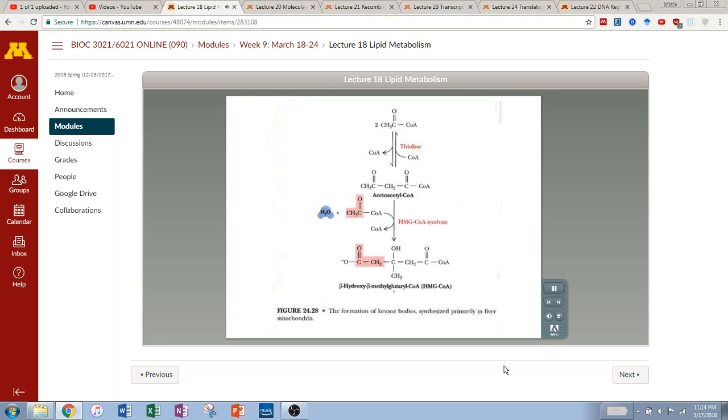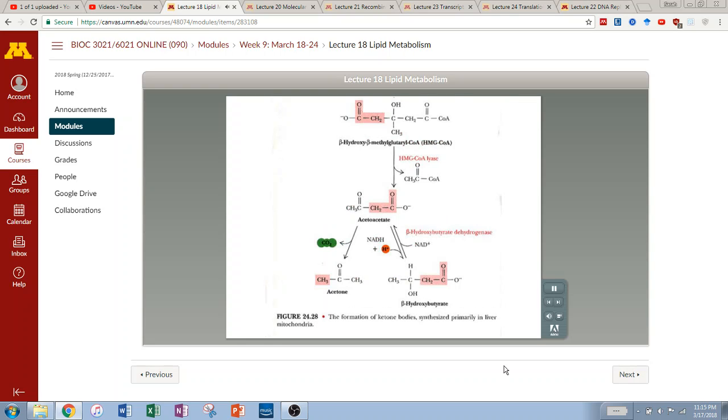In the first two steps of ketone body synthesis, 2 units of acetyl-CoA react to form acetoacetyl-CoA, and a third acetyl-CoA unit reacts to produce HMG-CoA. These are also the first 2 steps in cholesterol biosynthesis. In the third step of ketone body synthesis, an acetyl-CoA unit is then removed from HMG-CoA, releasing acetoacetate. The acetoacetate is converted enzymatically into beta-hydroxybutyrate and is decarboxylated non-enzymatically to give acetone.